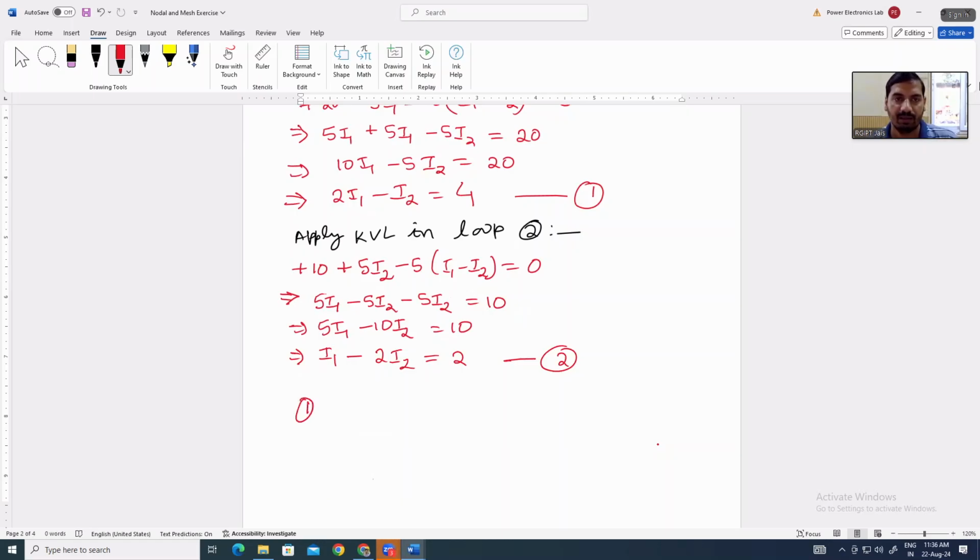First, what we will do, we will eliminate one at a time. So to eliminate I1, we will multiply equation 2 by 2, and then we will subtract from first equation to second equation. So first minus 2 into equation 2, that will give you 2i1 minus i2 is equal to 4. equation 2 हो जाएगा 2i1 minus 4i2 is equal to 4, right?